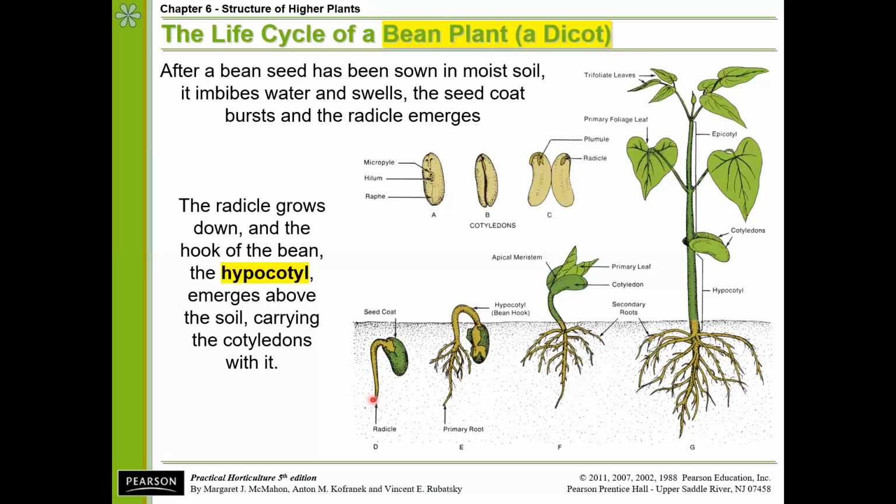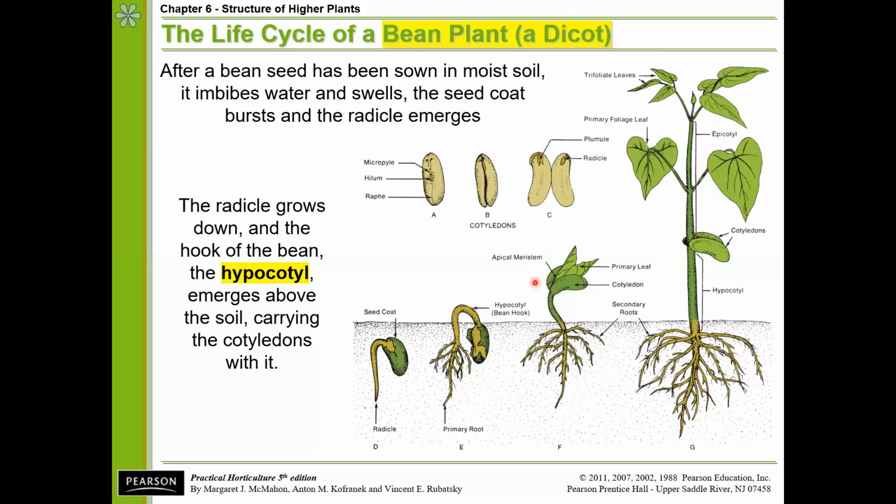So a little bit different thing here going on with the dicots. If you look at this seed, the seed itself is mostly the cotyledons. As the radicle grows down, we have kind of what we'd call the bean hook or the hypocotyl emerging first. That's just because it's got these two seed leaves and they're a little bit heavier. So the stem emerges first and has to get enough strength to pull those cotyledons up out of the soil and push them up above that hypocotyl.